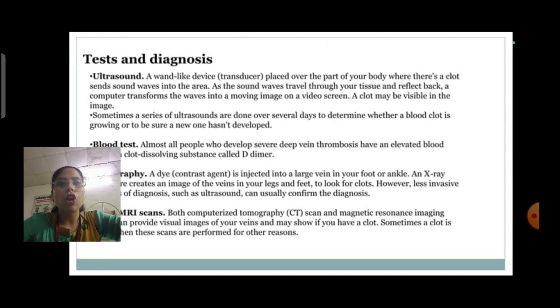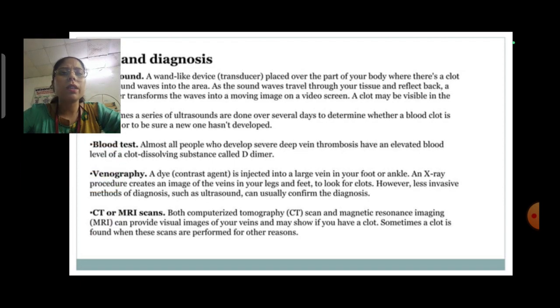Blood tests. Almost all people who develop severe deep vein thrombosis have an elevated blood level of a clot-dissolving substance called D-dimer. Venography. A dye, a contrast agent, is injected into a large vein in your foot or ankle. An X-ray procedure creates an image of the veins in your legs and feet to look for clots. However, less invasive methods of diagnosis such as ultrasound can usually confirm the diagnosis.